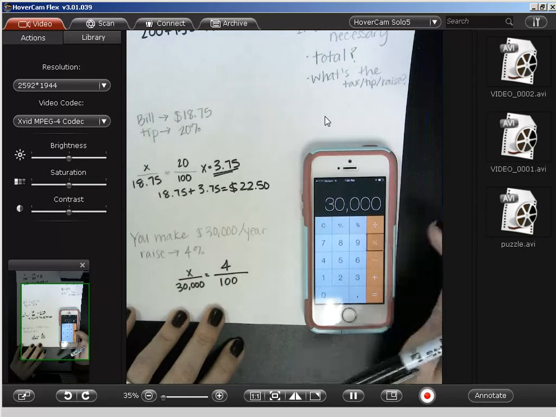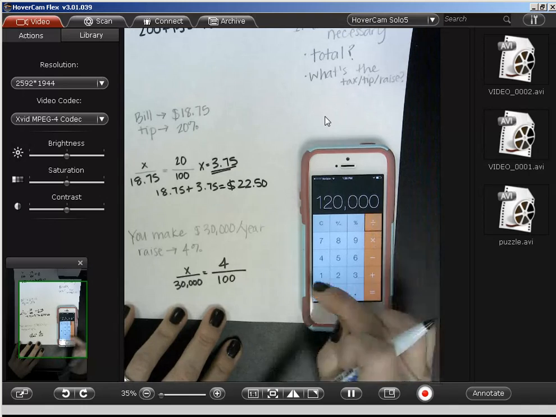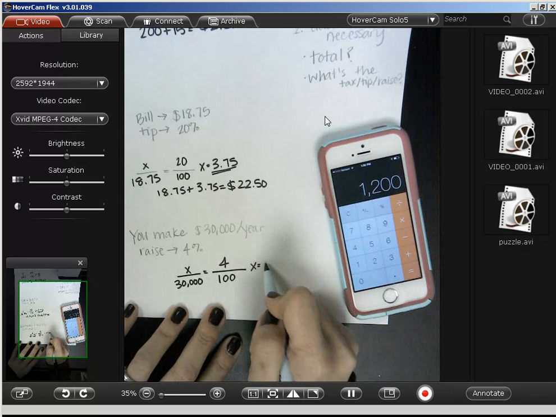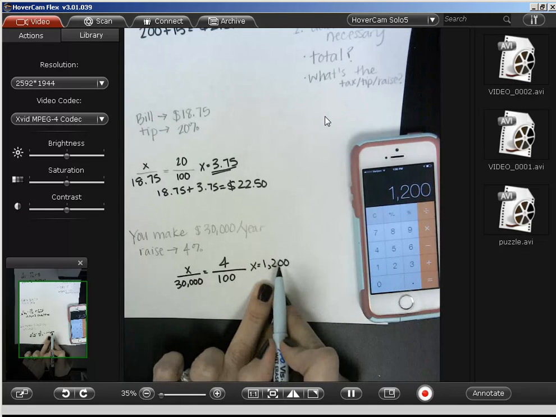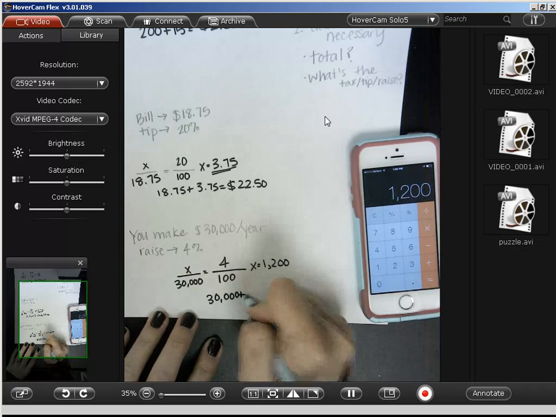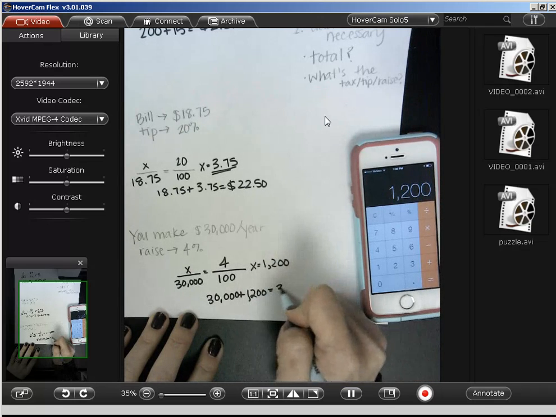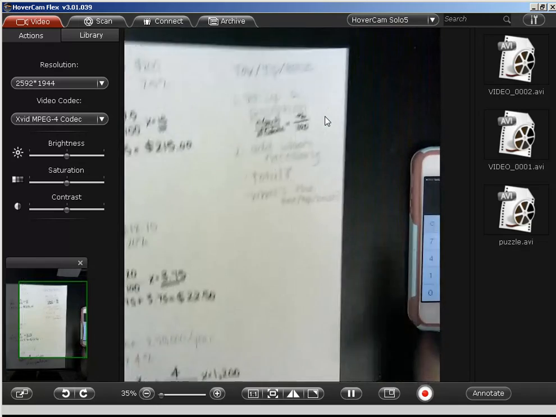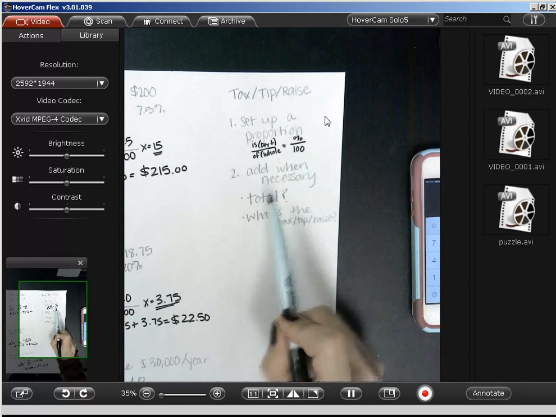30,000, make sure you have enough zeros, times 4 gives me 120,000. But then I have to divide that by the loaner, and the loaner's 100. So that is $1,200. So the amount the raise would add on is $1,200. If I want to know the total amount, I would do the amount that we were making plus the raise, and that would give me $31,200.